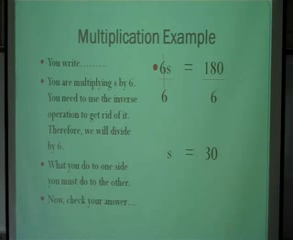Now we're going to check our answer. We're going to put the 30 in the s's spot and see if it equals 180. 6 times 30 is 180. Let's do another one.